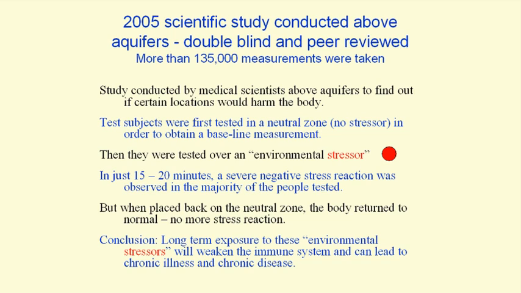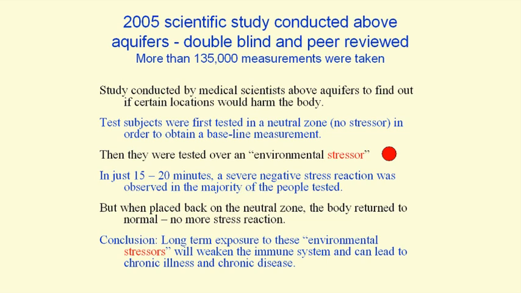It may have only been 4 or 5 feet away, but they moved him to where the stressor was located, and in just 15 to 20 minutes, a severe negative stress reaction was observed in the majority of the people that were tested. But when they placed him back on the neutral zone, where there was no stressor, the body returned to normal. There was no more stress reaction.